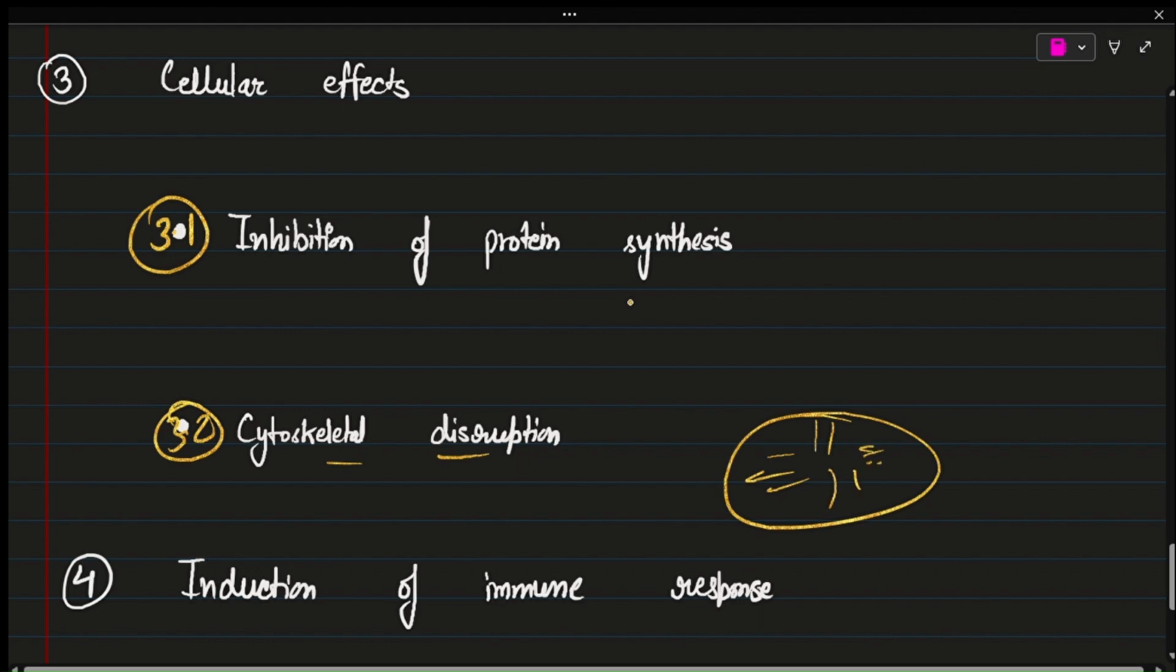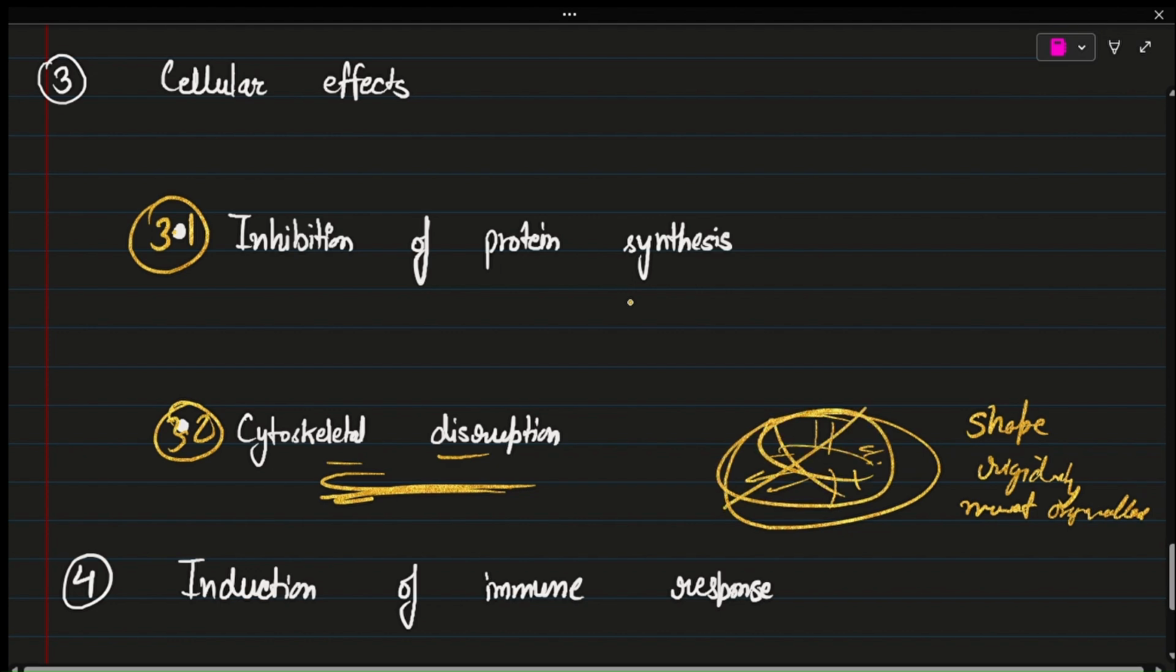Cytoskeleton is a very important part of our cell, whose function is to give shape to the cell. It also provides, you can say, rigidity. That's why there is shape. Then movement of organelles is also a function of cytoskeleton. If our cytoskeleton gets disrupted, then you know the function of the cell will get disrupted and overall it will affect the host.